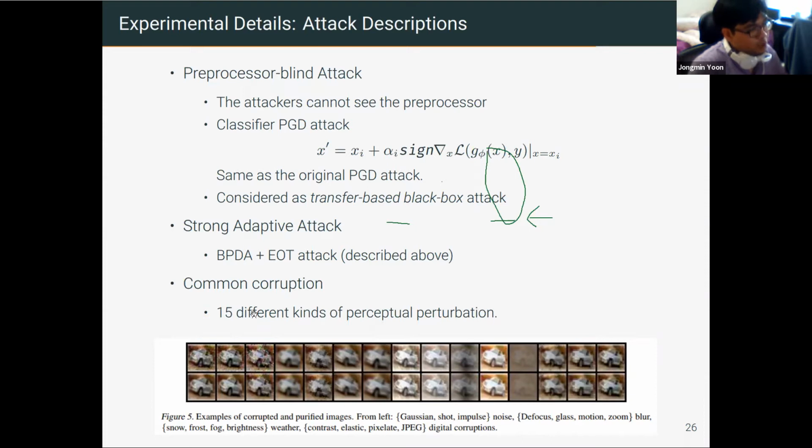The top row is the common corruption images, and the bottom row is the purified images. We show that for some domains, such as noise cases or glass cases, the corrupted images are purified well. But for other domains, they are not purified much, which is obvious because our purification method is specialized in Gaussian noise cases.